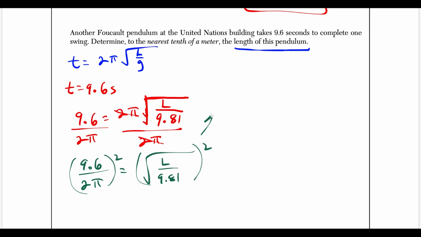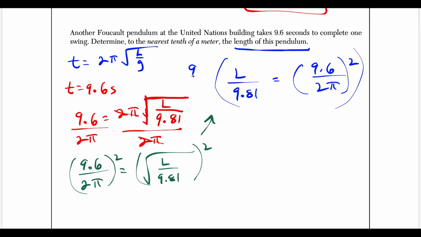And the next stage over here, what we have is L over 9.81. So that breaks the square root equals, and I'm just going to leave it like this, 9.6 over 2 pi squared. And now to solve for L, we're just going to multiply both sides by 9.81. So we have 9.81 being multiplied across. And this is going to tell us L equals 9.81 times, in parentheses, 9.6 over 2 pi, and this is being squared. And the rest is calculator work.